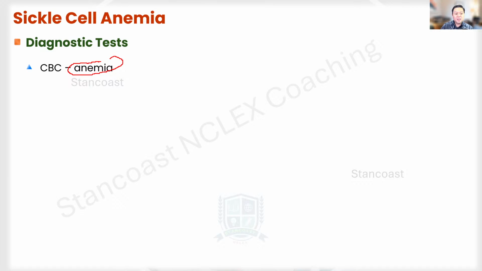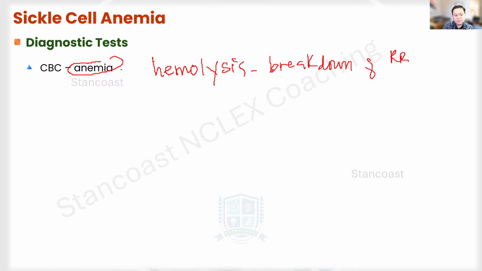Now, another reason why there is anemia, because the person is prone to developing hemolysis, the breakdown of the red blood cells. Okay, hemolysis can lead to a shorter lifespan of the sickled red blood cells.